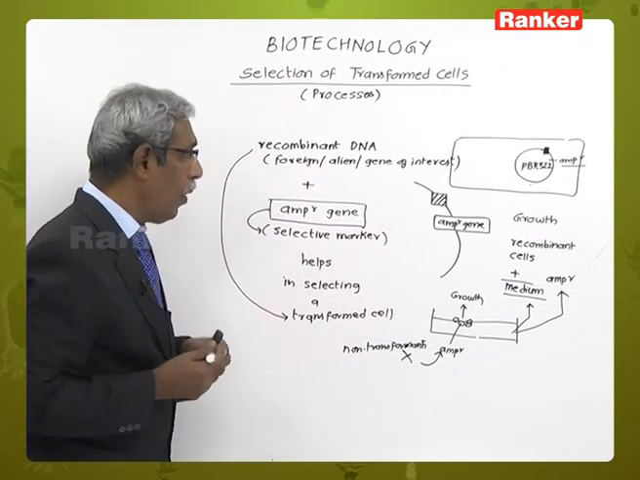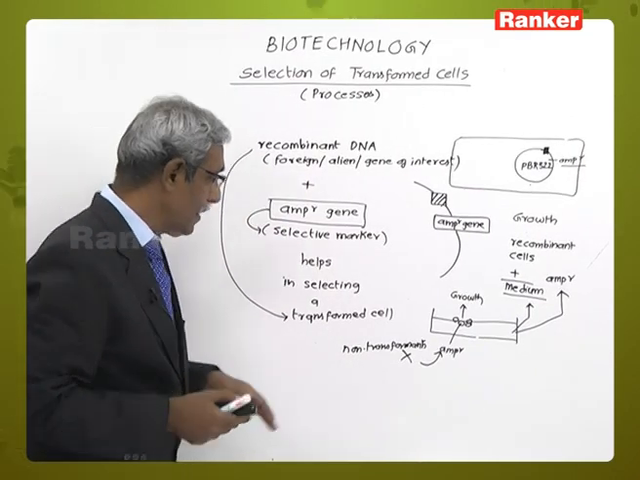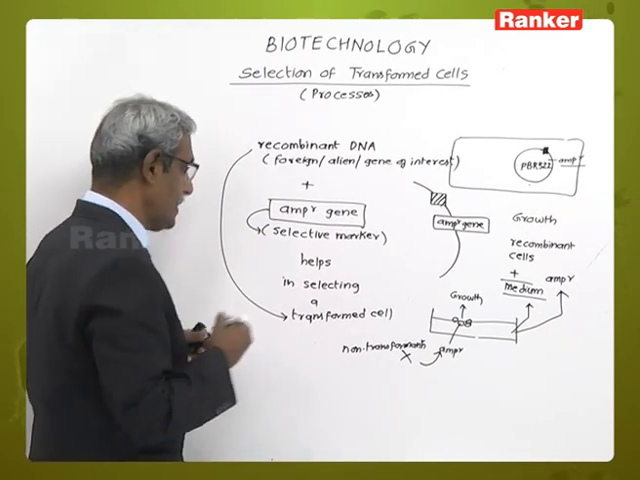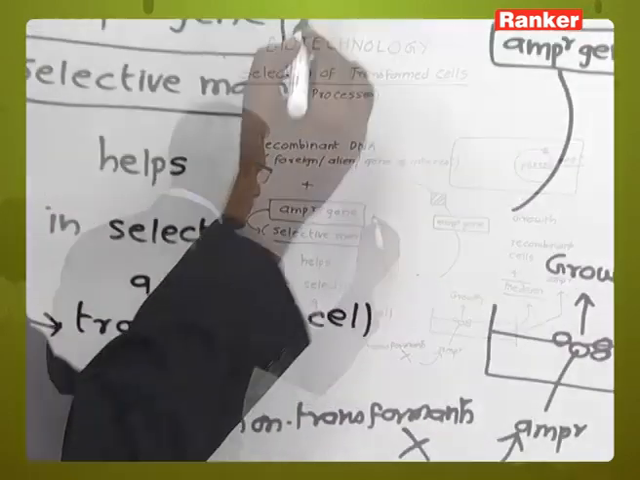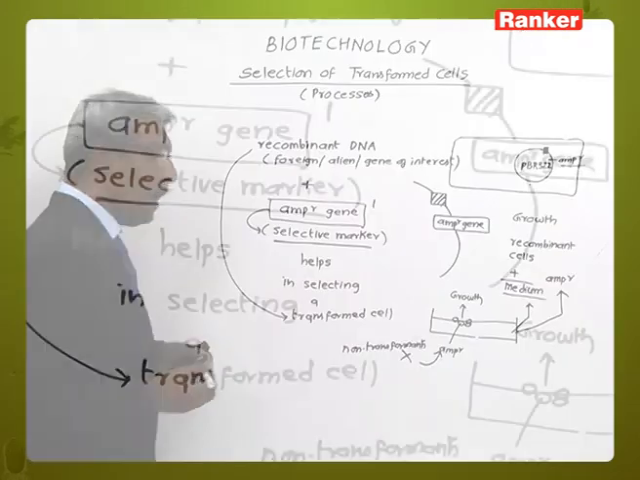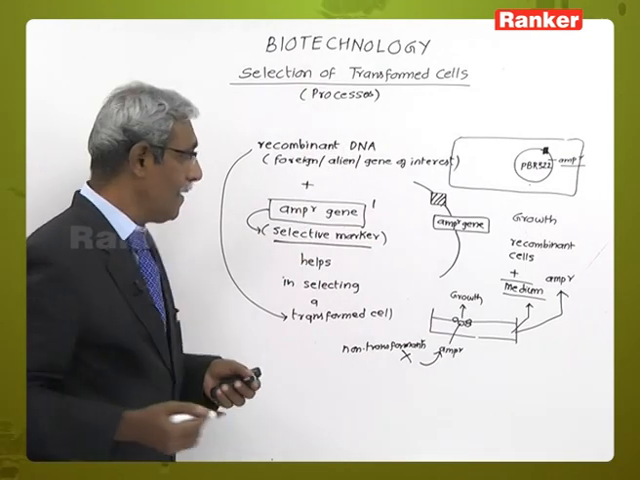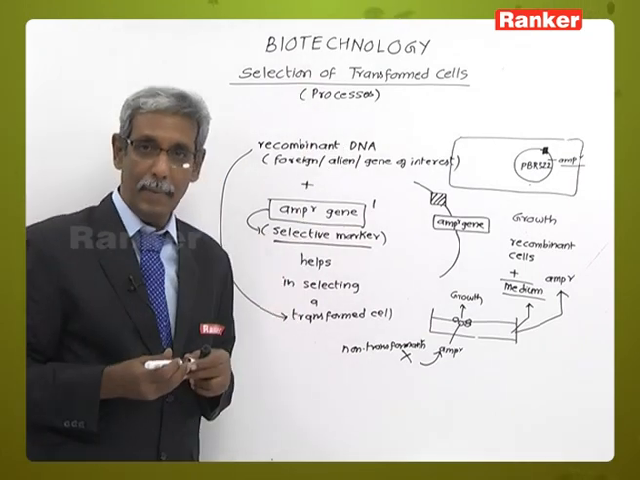So, what we are trying to derive is, for selection, AMP is termed as a very important selective marker. The gist of whatever I am trying to tell you is, what is the first selective marker when you do selection of transformed cells? The first selective marker is an AMPR gene.